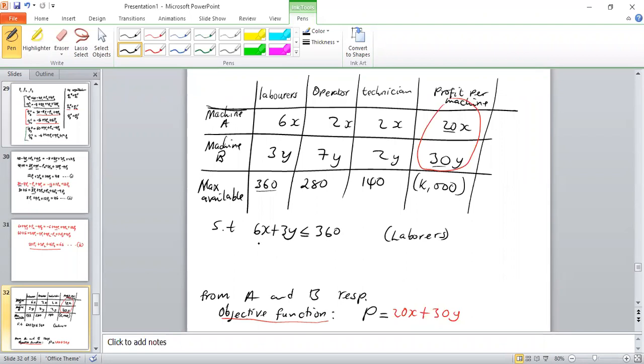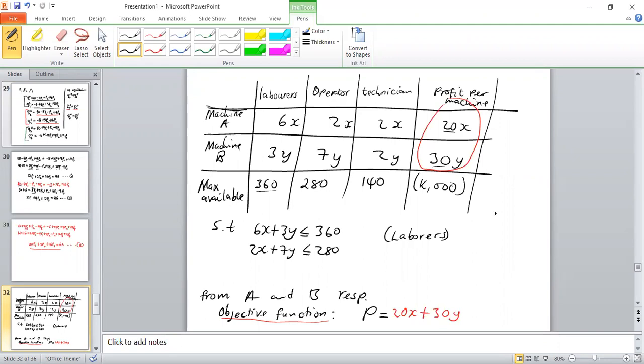Then we have the second constraint coming from operators, which is 2x plus 7y less or equal to 280. The reason why it's less or equal to is because of what is available. You can't go beyond what is available.